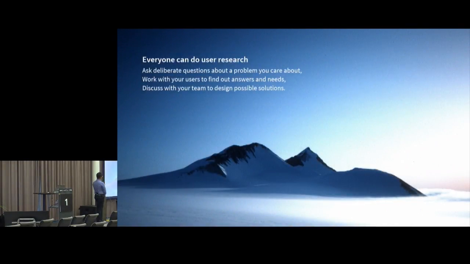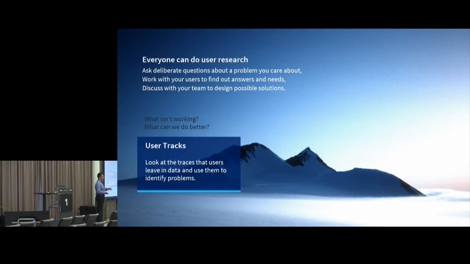So today we talked about user research in very general terms. It is basically a way to ask deliberate questions about a question that you care about. Then you work with your actual users to understand their needs, and then you discuss with your team to come up with design solutions that can meet those needs. Right? We talked about how we start the process by looking at what isn't working and why it is not working. And for this, I recommended a method called user tracks, where you look at the actual user data and deduce insights from those.